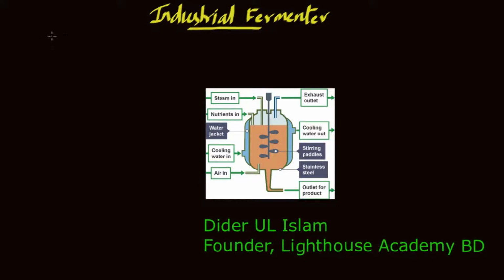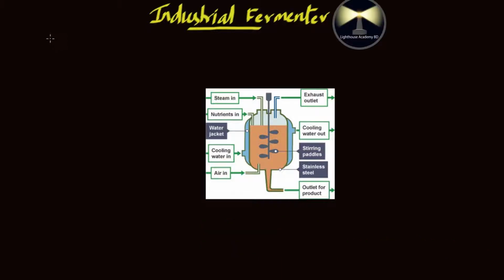Today we'll be discussing the industrial fermenter. This is a topic from chapter 21 in your IGCSE book. This topic is important from an exam point of view. Today we'll discuss it in detail. There is a picture of an industrial fermenter, and we'll be discussing each of the points. You can see steam in, nutrients. What is the use of these things?